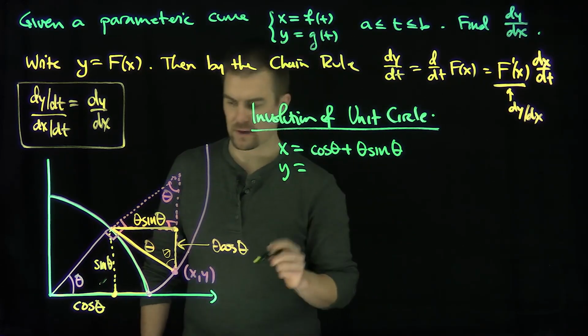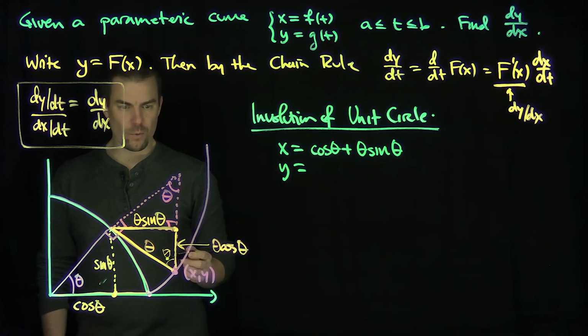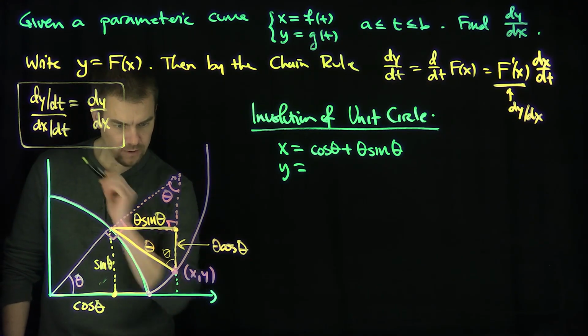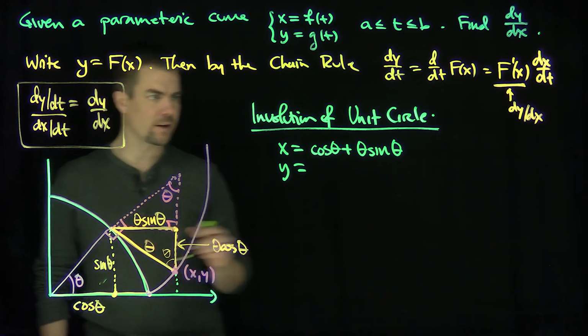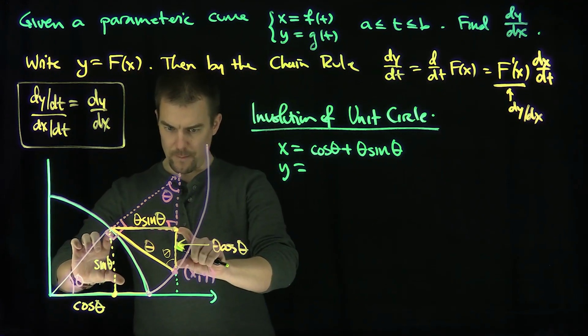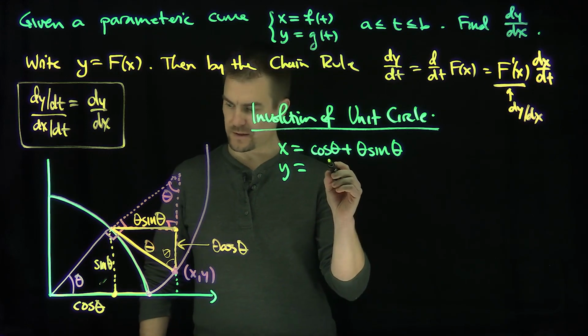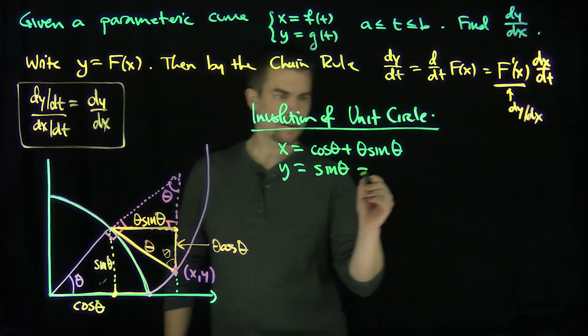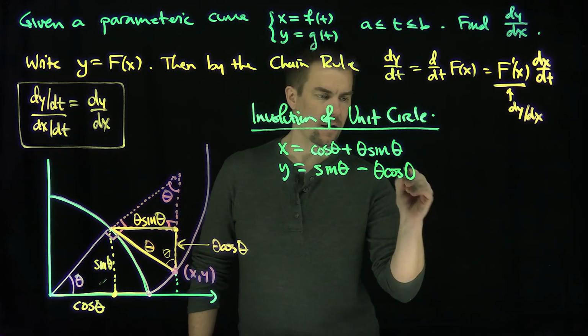And what will the y be on this involution curve? The y height over here for that point is going to be sine of theta minus theta cosine theta. So it's this big height over here minus that little length of a circle. So it's going to be sine of theta minus theta cosine theta. Okay?